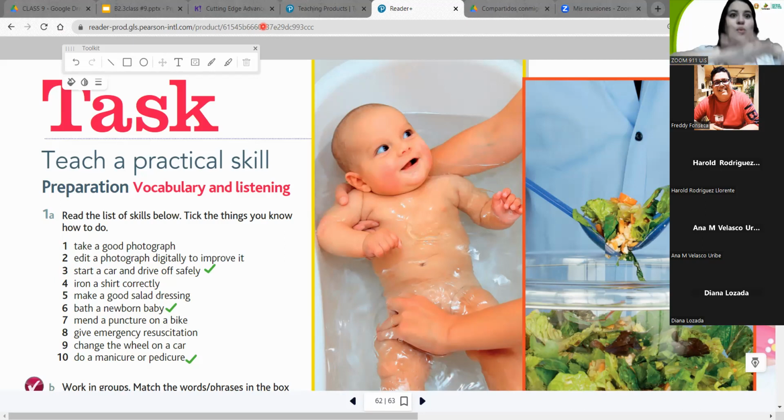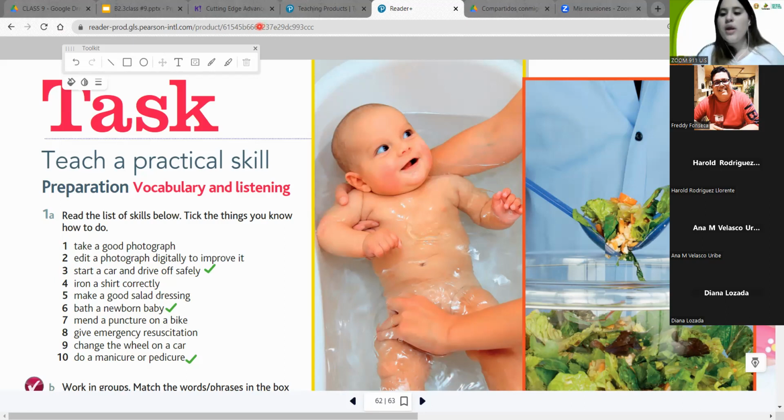And I did it with a real person. Of course I know that. I had to learn it. Give emergency resuscitation. Yeah, that is a practical skill that we all should know about, because we never know when we're going to need it. So those are practical skills that for sure are very important.